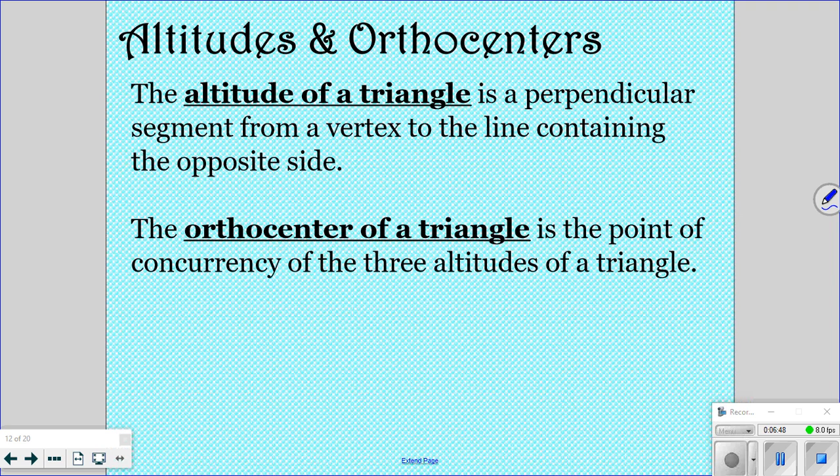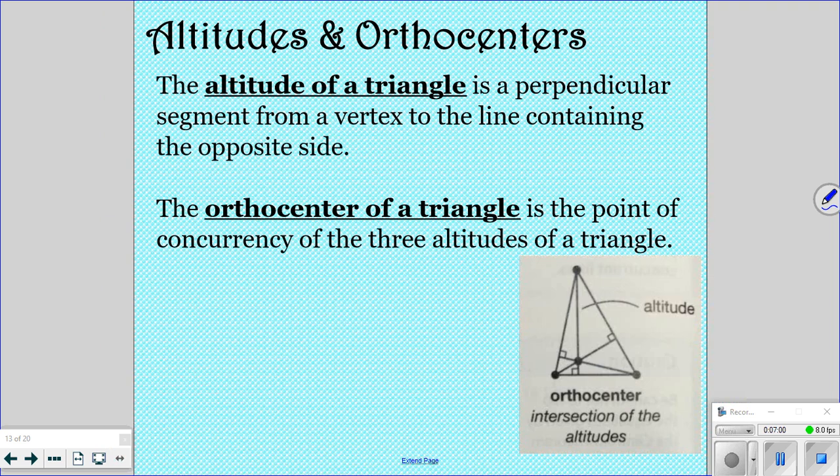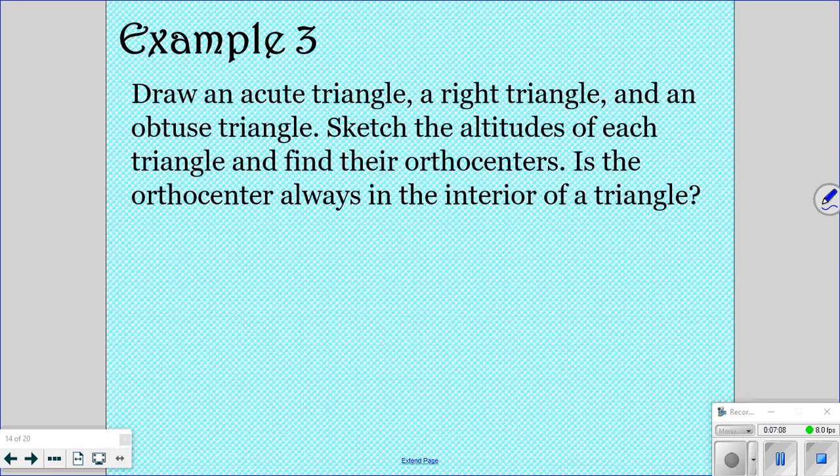So you need to learn altitude and orthocenter. Those are related. So medians intersect at the centroid, altitudes intersect at your orthocenter. And there's an example of your orthocenter. It's where your 3 altitudes are going to intersect. So we're going to draw an acute triangle, a right triangle, and an obtuse triangle. And then we're going to sketch the altitudes of each and find their orthocenters.